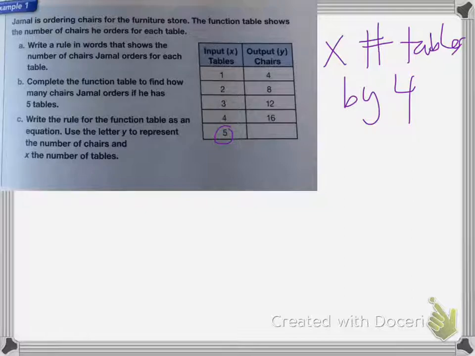Okay. For B, I'm going to complete the function table, so I'm going to multiply 5 times 4, which is equal to 20. So he'll order a total of 20 chairs for 5 tables.